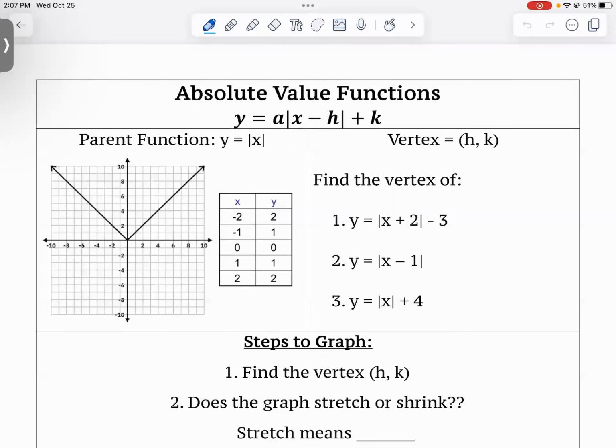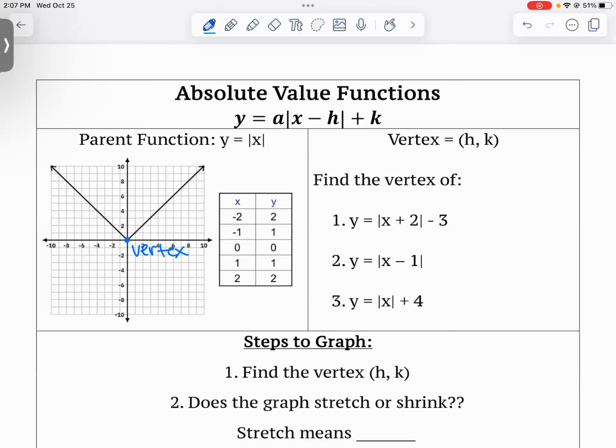Right. So this is what we call the parent function, y equals the absolute value of x. What letter does this look like? It looks like a V. The corner of our V is what we call the vertex. When we have just the absolute value of x, our vertex is at the origin, and we have slopes of 1 and -1 to make our V.